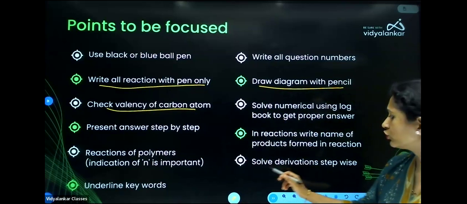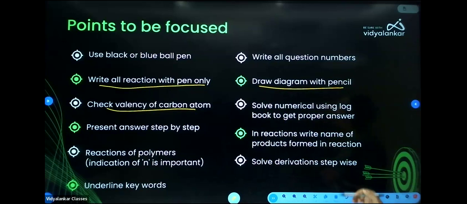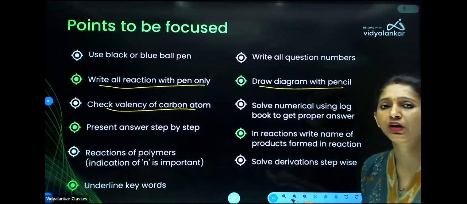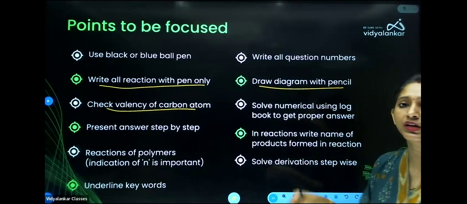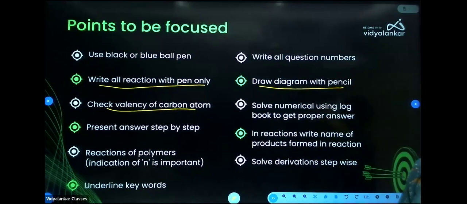After that, when you solve a derivation, please solve it in steps. Try to solve that derivation always in steps, and try to give step numbers to that derivation. So the examiner will also be easily able to understand how you have solved and how you reached the final answer.